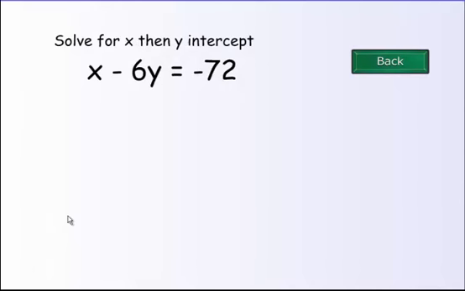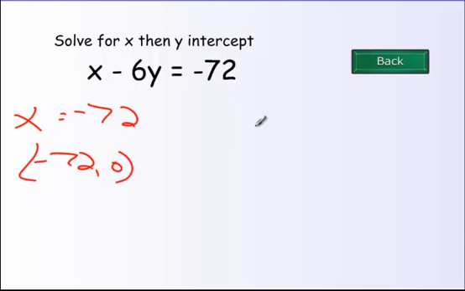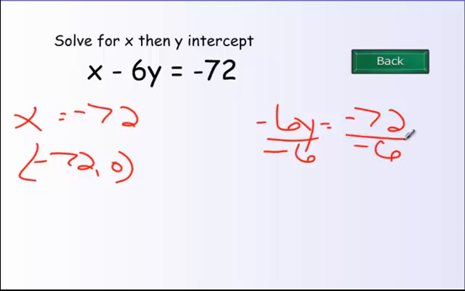Let's try one more of these. So again, I'm going to take x-intercept first. So x equals negative 72. Well, how about that? That one's done. And then we're going to take over here, we're going to do negative 6y equals negative 72. Divide by negative 6. Divide by negative 6. So y equals 12. So we have 0, 12.